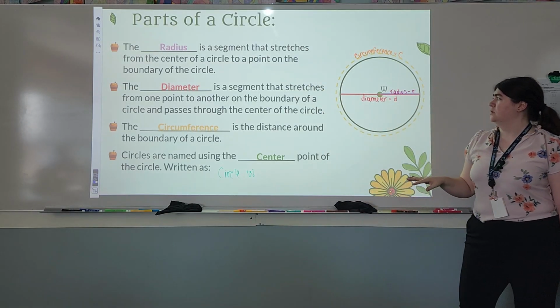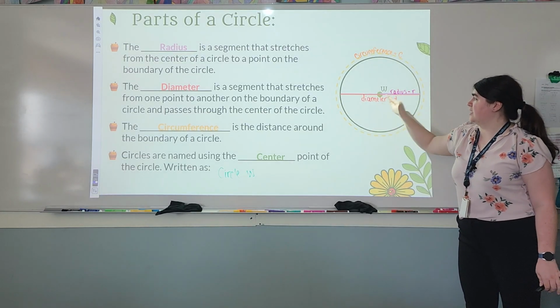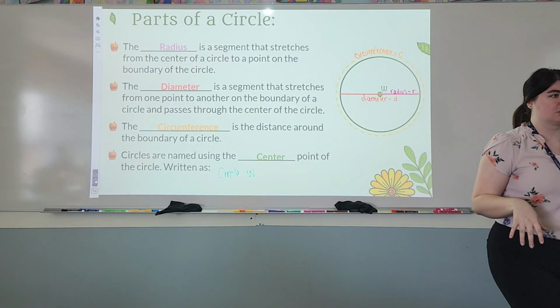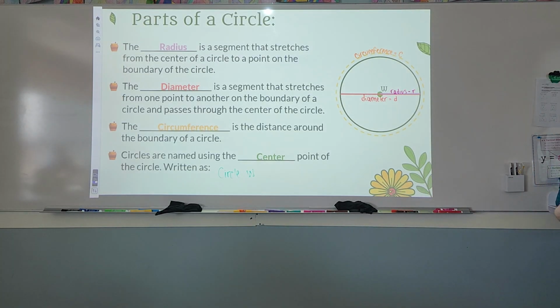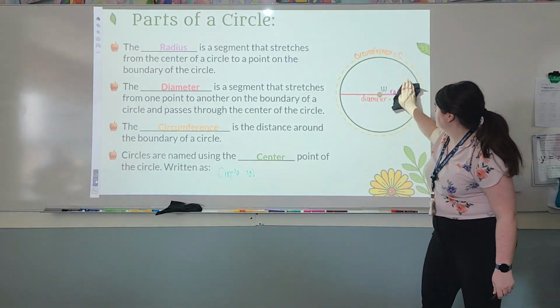Okay. So center of the circle, radius, diameter, circumference. You really should have used all of these words before. How much time you spent with them, that's going to be a different question.